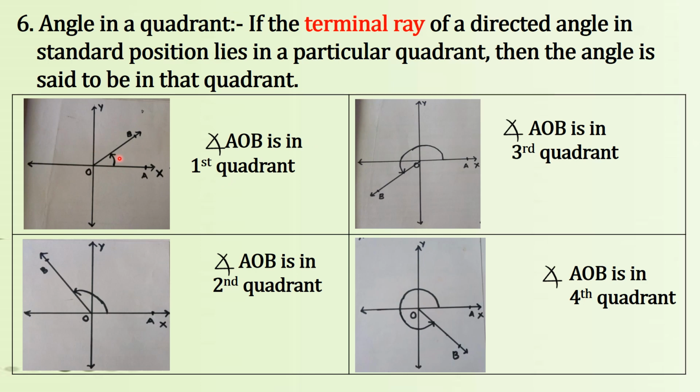Here, look at the diagrams. First one, directed angle AOB, the terminal ray OB is in the first quadrant. So, we say directed angle AOB is in first quadrant. Second one, directed angle AOB is in second quadrant as the terminal ray OB lies in the second quadrant. Third one, directed angle AOB is in third quadrant as the terminal ray OB lies in the third quadrant. And the last one, directed angle AOB is in the fourth quadrant as the terminal ray OB lies in the fourth quadrant.